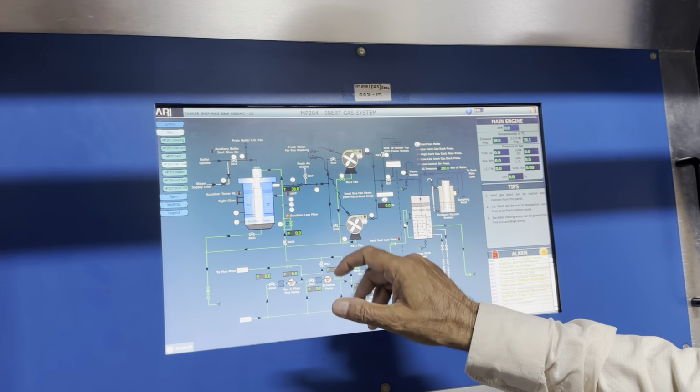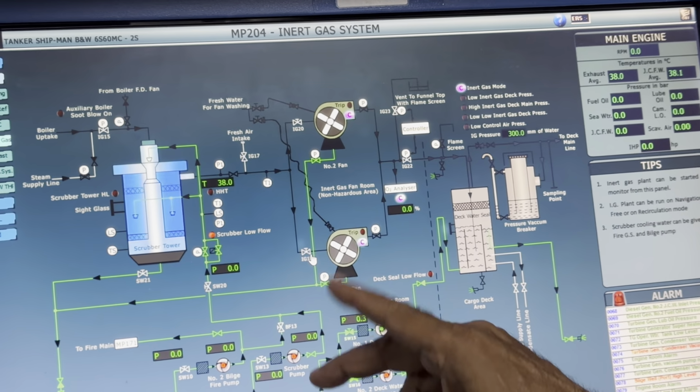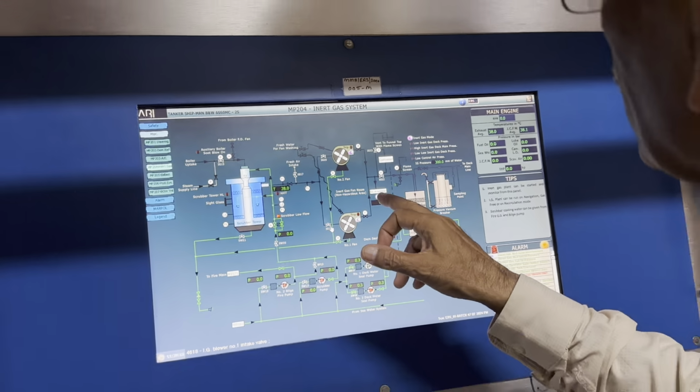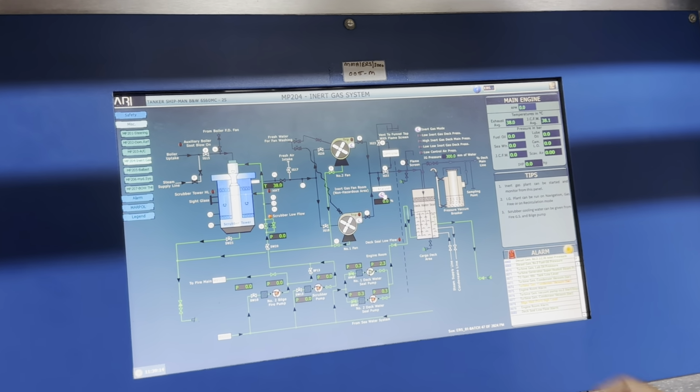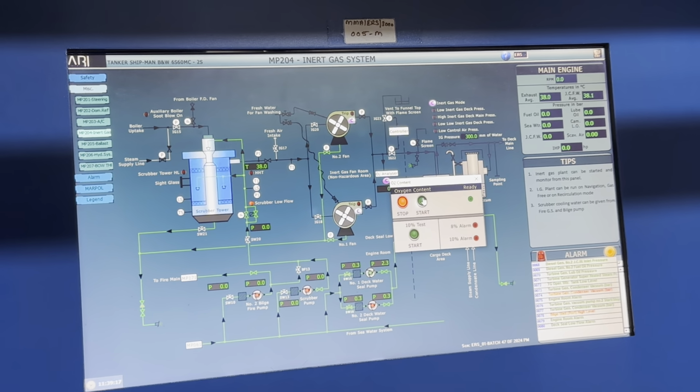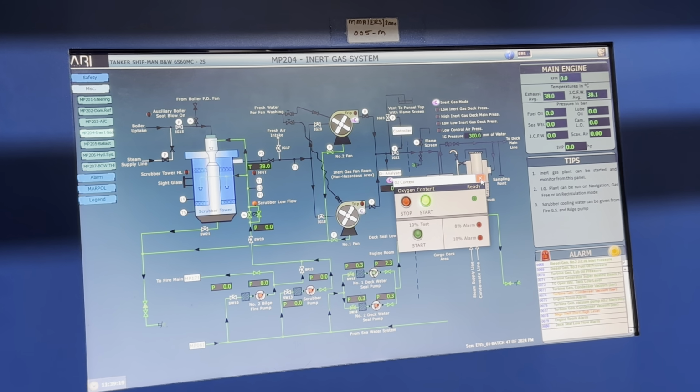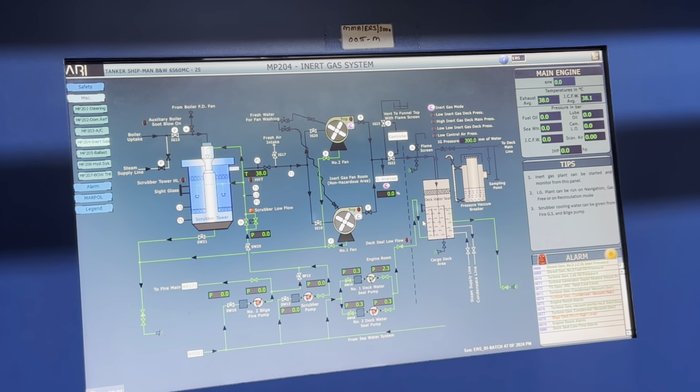O2 analyzer, you want it. Where is the O2 analyzer? This is the one. Go to the C. Start? Yes, of course, just start. This will start. Start reading.